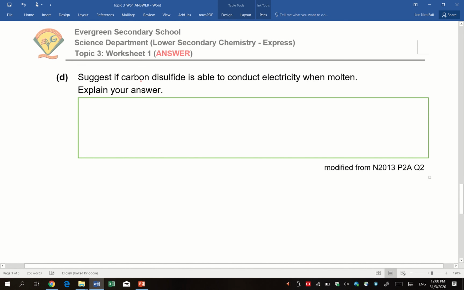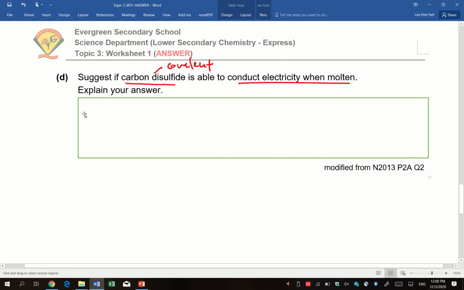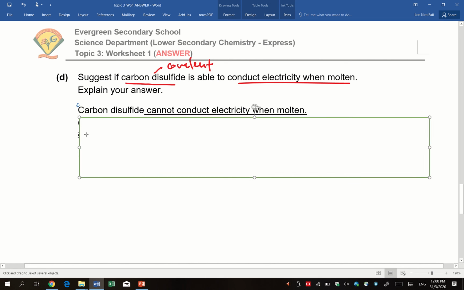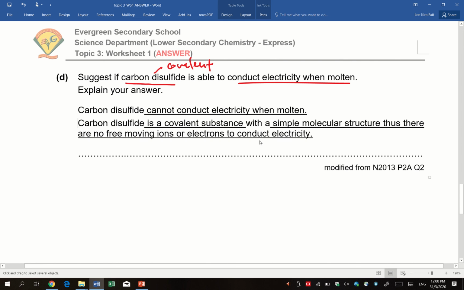You also suggest if your carbon disulfide is able to conduct electricity when molten, and explain your answer. Again, first thing first, we need to understand that this is a covalent substance. Then you think back to the physical properties of covalent substances. Covalent substances do not conduct electricity in any state. So you answer that part of the question first: it will not conduct electricity when molten. Why? Standard answer. Basically because it's a covalent substance and it has a simple molecular structure. Therefore, there are no free moving ions or electrons to conduct electricity.